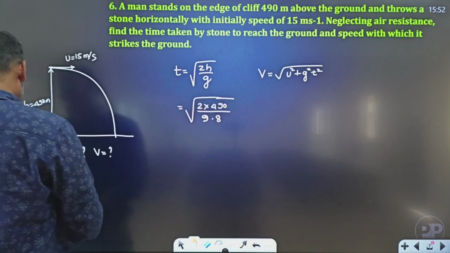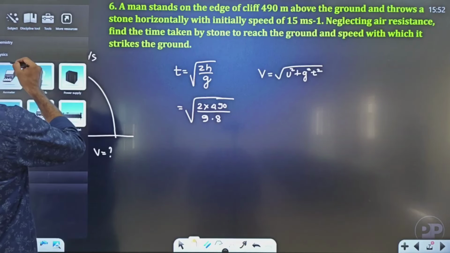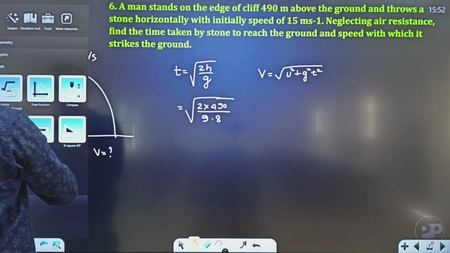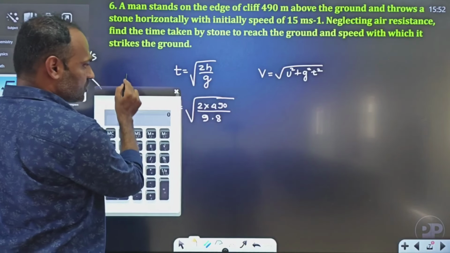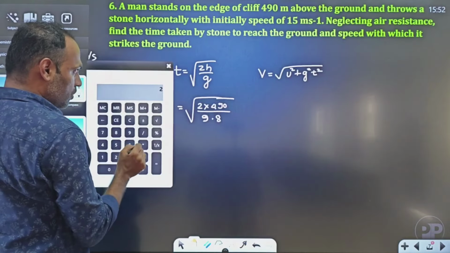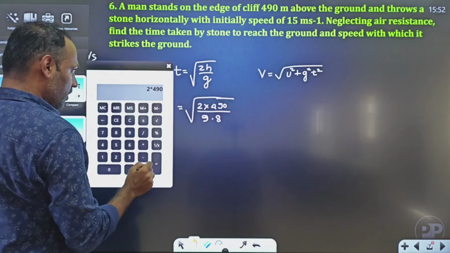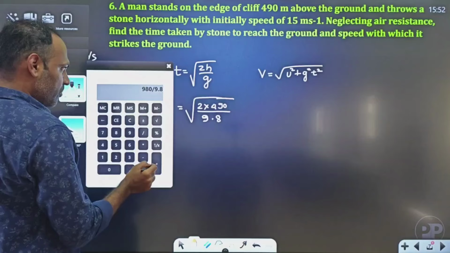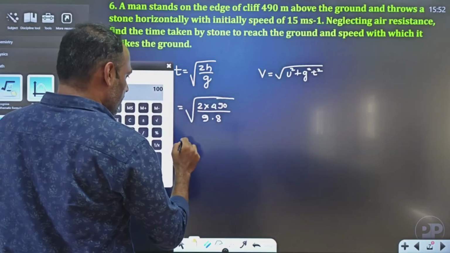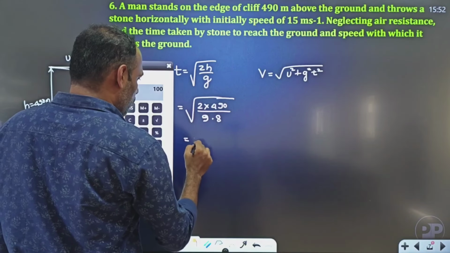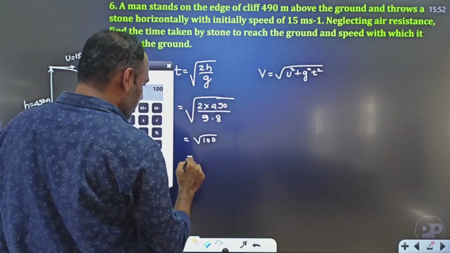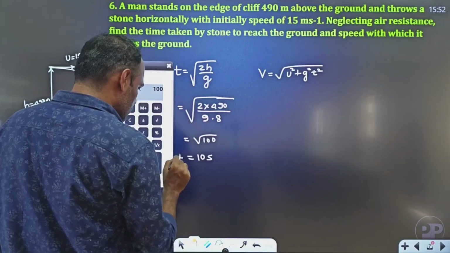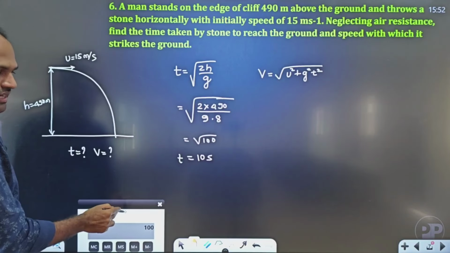Okay, so to calculate this, √2h, where h is 490, divided by g, which is 9.8. Let us calculate the value of this. See, the value of this is 2 into 490, that is 980. 980 divided by 9.8, it will be 10. Sorry, it will be 100, right? So we get √100. √100 is 10 seconds. So the time it takes to reach the ground is 10 seconds.